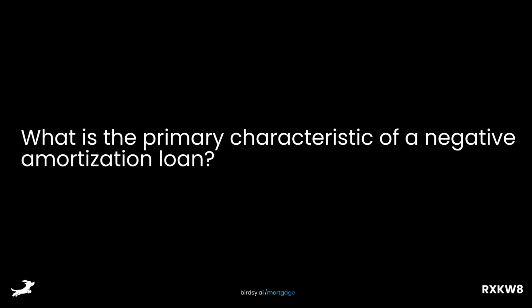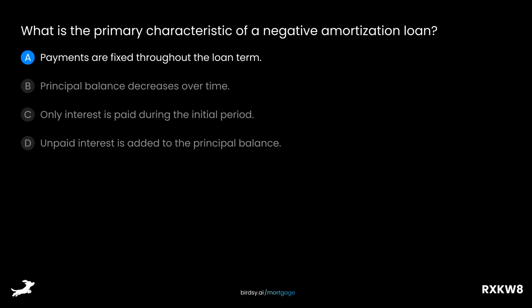What is the primary characteristic of a negative amortization loan? Is it A, payments are fixed throughout the loan term, B, principal balance decreases over time, C, only interest is paid during the initial period, or D, unpaid interest is added to the principal balance?